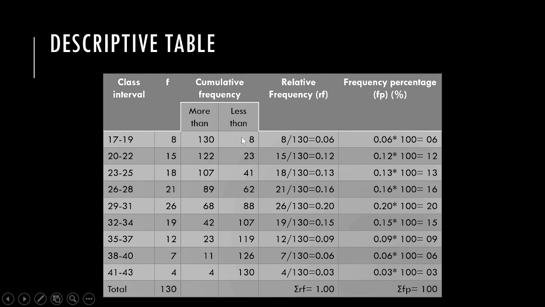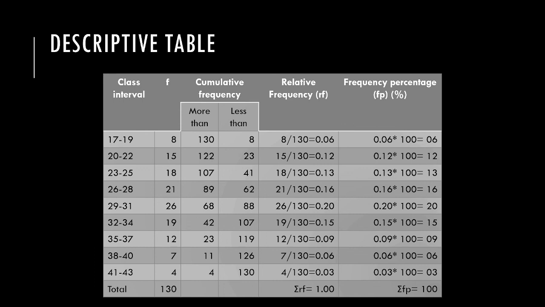Likewise, less than cumulative frequency is measured by all the frequencies lying below the upper limit of the class interval. For example, in the first class, the upper limit is 19. All the frequencies which are below or less than 19 will be included in the less than cumulative frequency of that class. In the second class interval, all the frequencies which are less than 22 will be included as the cumulative frequency of this class interval, which will include the frequency of the first class interval as well as the second class interval.